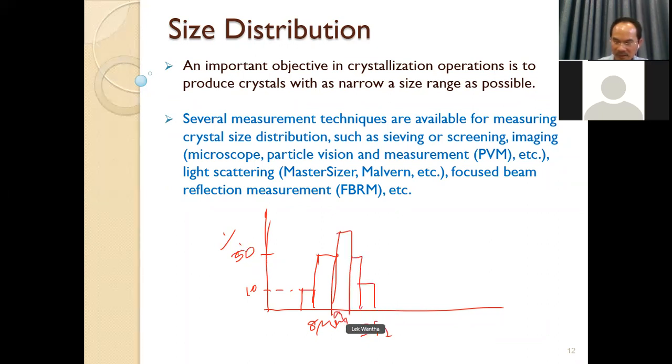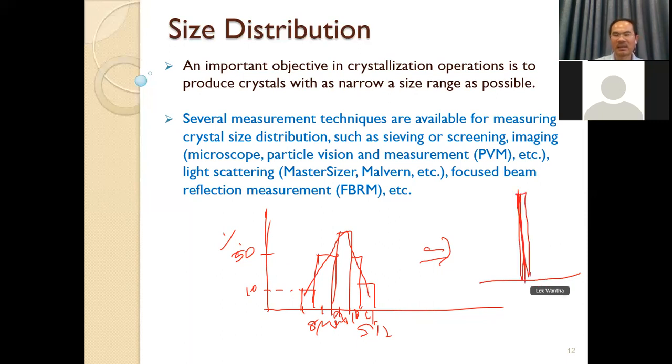This is 9, 11, it's average. 8 micrometer, 9 micrometer, 10 micrometer, 11 micrometer, it's average. And then you can do the distribution of the size. But for this case, we would like to control the distribution of the size to be like only one line. It's difficult.